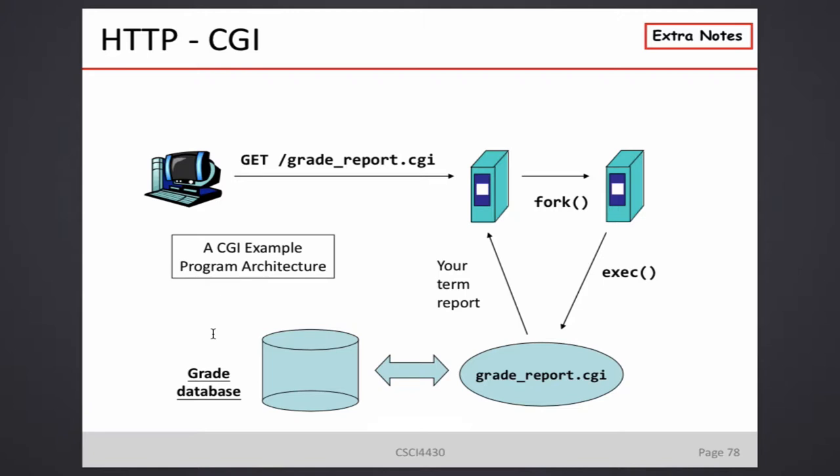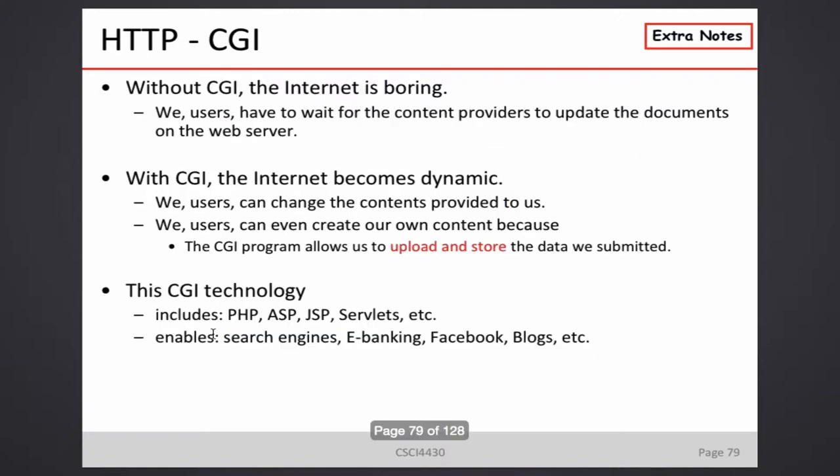Okay, so then go to the database and generate the results and put all the results in the HTML page. Okay, so there's something extra that you can skip. Okay, so what are the CGI programs? CGI program is everywhere. Some people will use Java to implement e-banking.